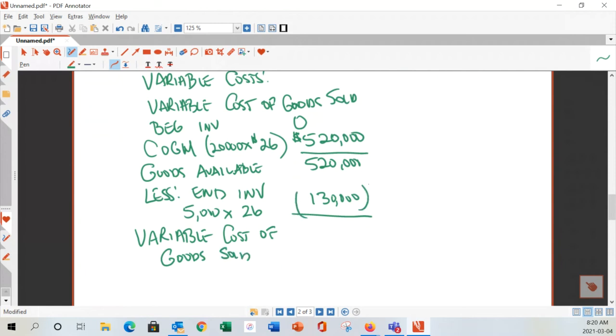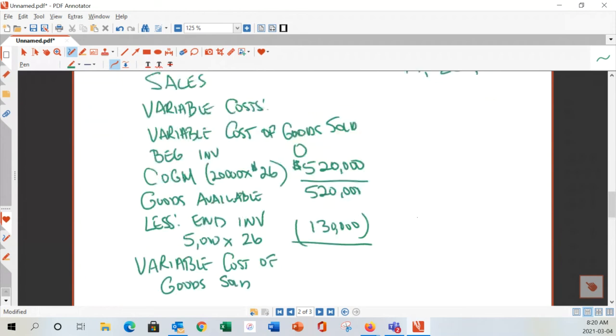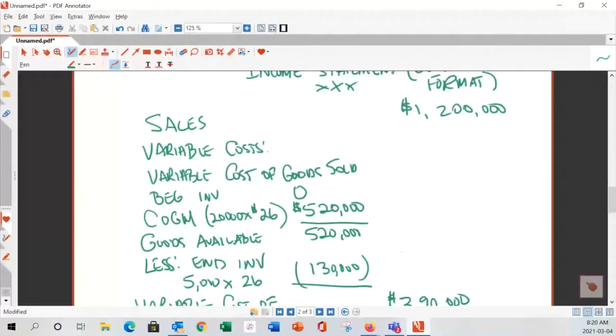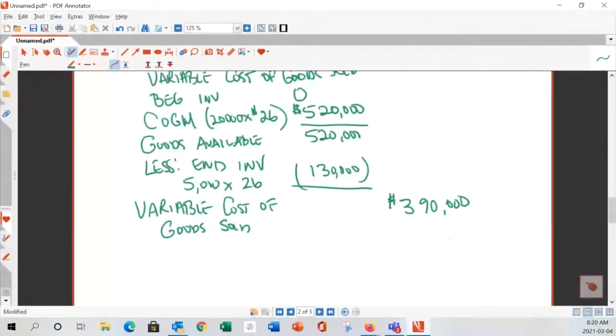Okay, so our difference here, you don't really need the brackets, but if you want, you can, 390,000. Let's put that over here. Okay, so we're not done yet though, because remember we want all the variables, so we want the variable selling and admin in here to get our contribution, right? So don't forget that.